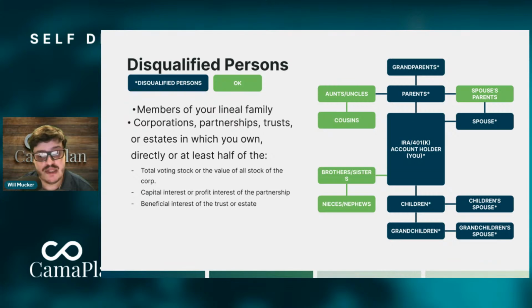Now, your IRA can partner with these entities. They just can't be receiving any direct benefits in addition to their percentage of ownership in that investment. The people in blue are disqualified and the people in green are okay. So where you may not be able to lend money out of your IRA to your children or grandchildren, you can to siblings, nieces, nephews, aunts, uncles, cousins, and other individuals in green.